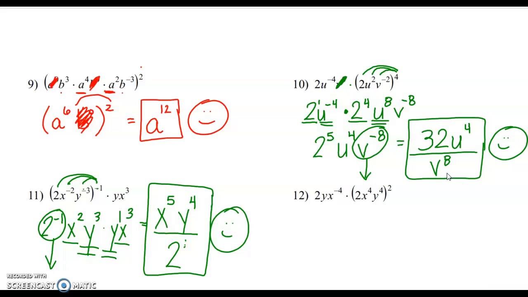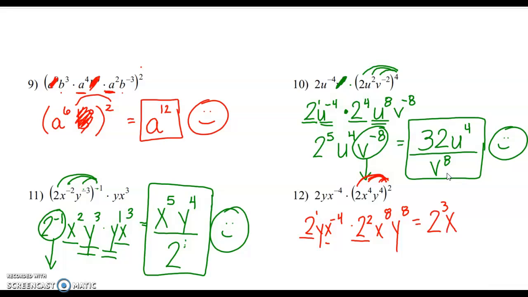Number 12, we bring in that exponent of 2 first. So we have 2y x to the negative 4th times 2 to the power of 2. X to the power of 4 times 2 is 8. Y to the power of 4 times 2 is 8. So let's see, I'm multiplying like bases of 2. That was a 1. So 2 to the 1 plus 2 is 3.